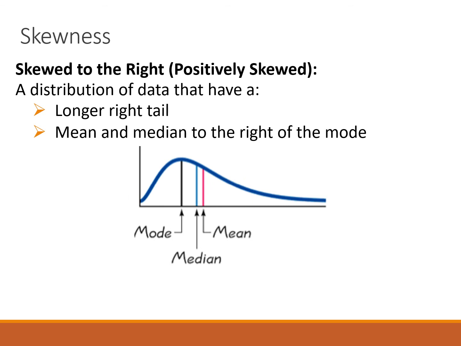For a distribution that's skewed to the right or positively skewed, it's really just the reverse. So here we have this tail on the right side. The mode is still at this peak. The mean gets pulled towards that tail, and the median stays in the middle of the mode and the mean.